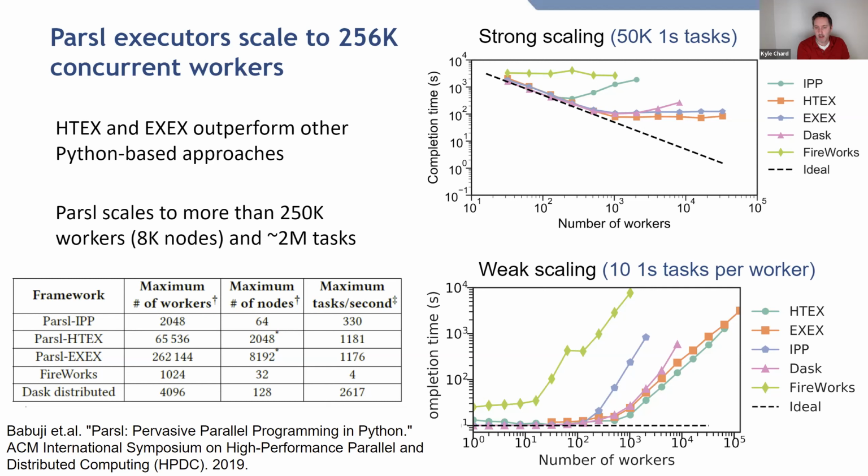And of course, we try and shape this as a worst case. We're running very short running tasks. You can see there we're running in strong scaling 50,000 1-second tasks, and for weak scaling 10 1-second tasks. We also ran even shorter tasks, but of course, at that level, you're just analyzing overhead. And in practice, when you're running much longer tasks, minutes or longer, then scaling performance is even better.